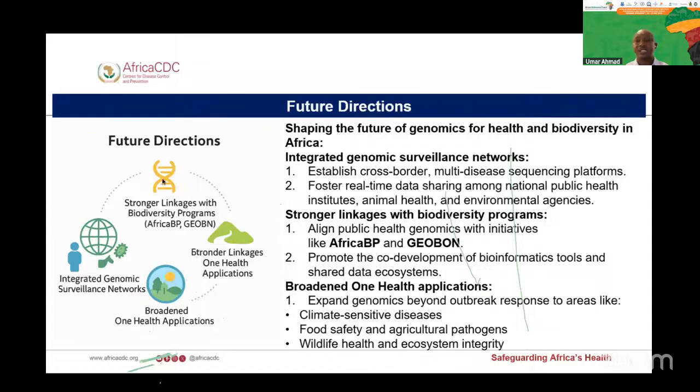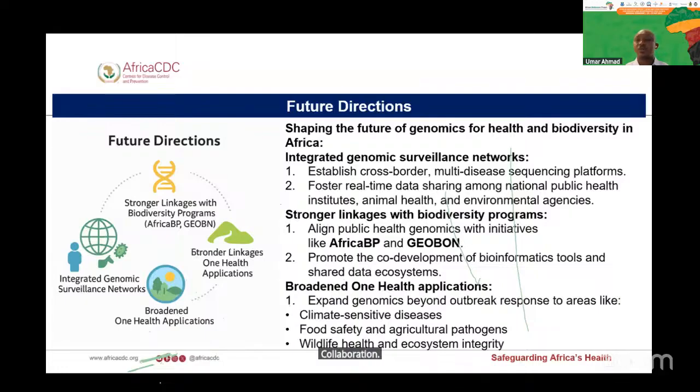I thought of this for cycles, to encourage strong linkages with biodiversity programs like Africa BioGenomes, Genome Africa, VGI, linkages with One Health applications, human health, environment, broadening One Health applications as well as doing what we call an integrated genomic surveillance network. So the first is basically to foster strong collaborations and linkages between biodiversity programs.